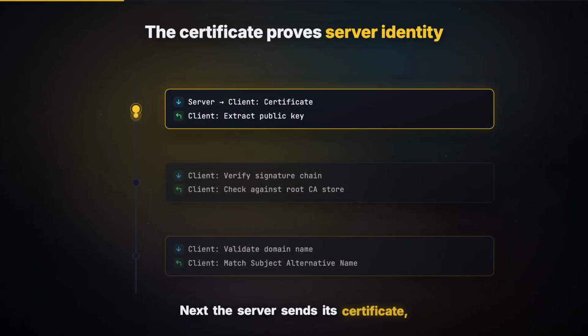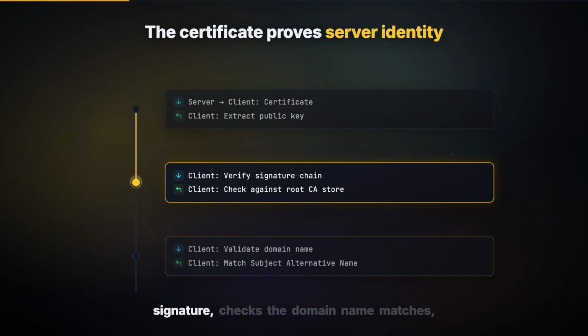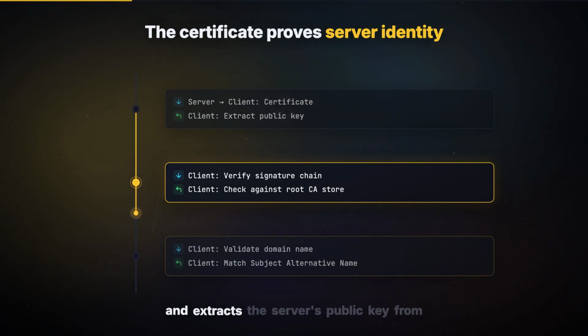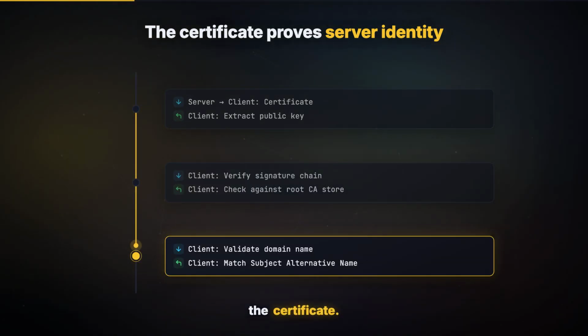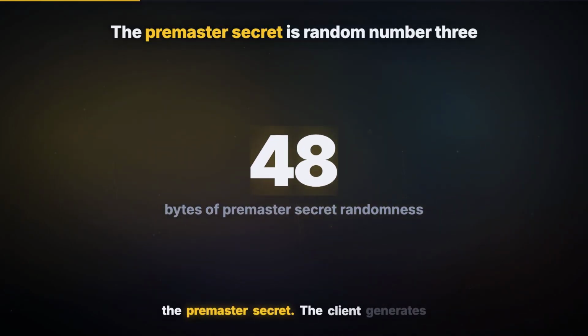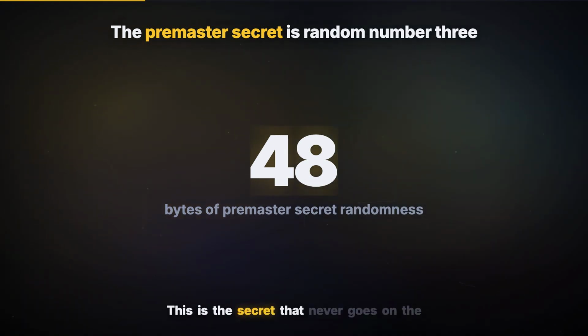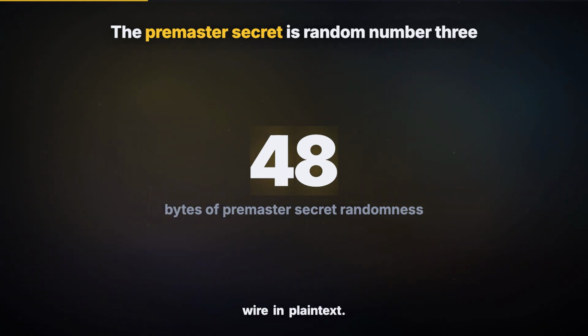Next, the server sends its certificate, which chains up to a trusted root authority. The client verifies the signature, checks the domain name matches, and extracts the server's public key from the certificate. Now comes the third random, the premaster secret. The client generates a fresh 48-byte random value. This is the secret that never goes on the wire in plaintext.